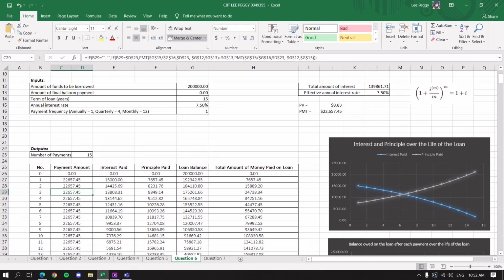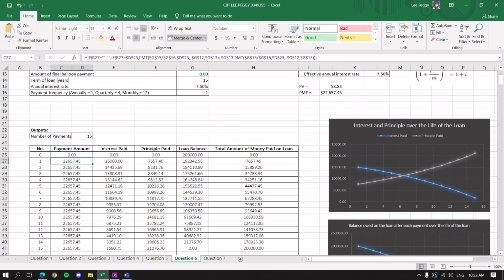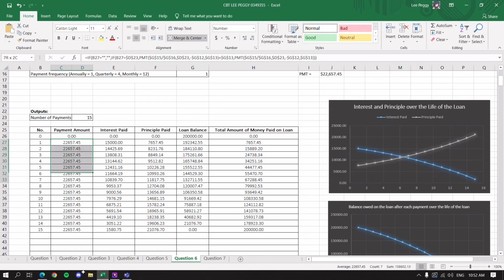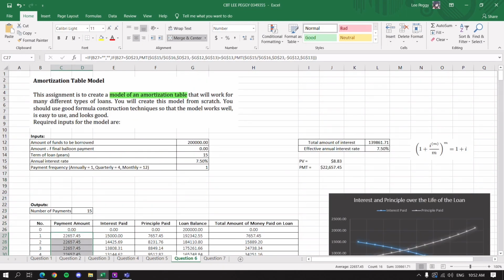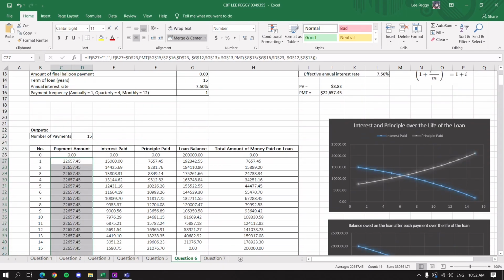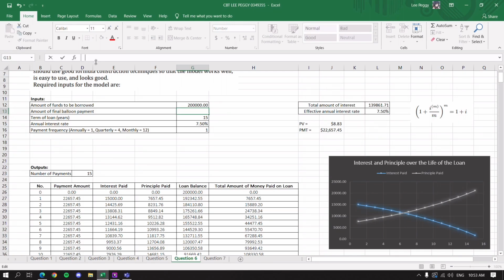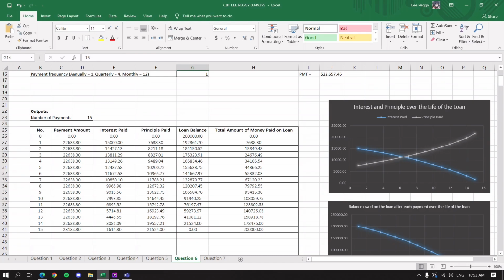So if we have this 200,000 amount of funds to be borrowed, the payment amount will be 22657.45. This will always be equal. This column will always be equal when the final balloon payment is not used. So for example, this column is also automated. So if I put a final balloon payment of 500, then the payment amount will change because the last payment will be 500 greater than the level payments.